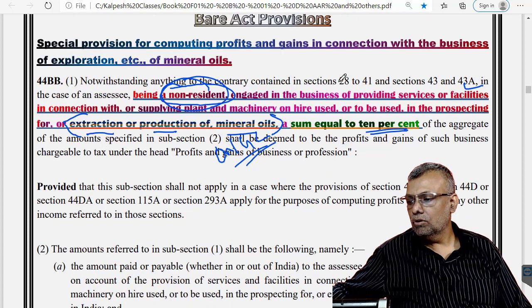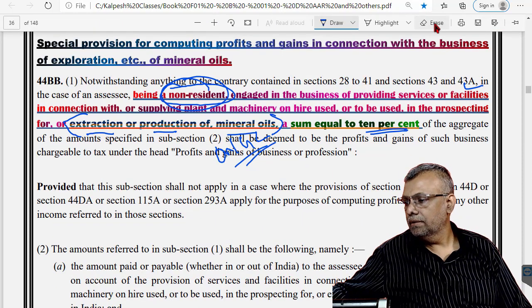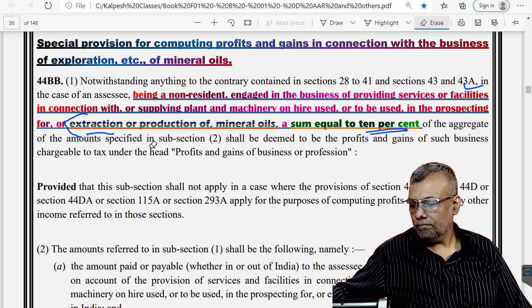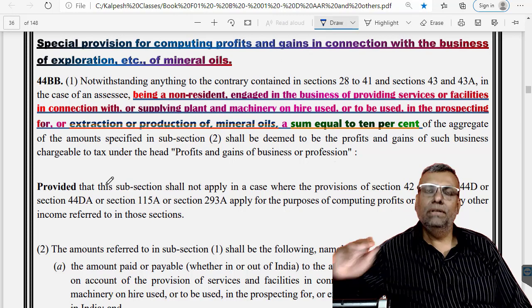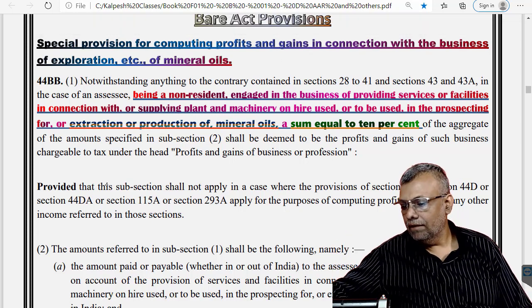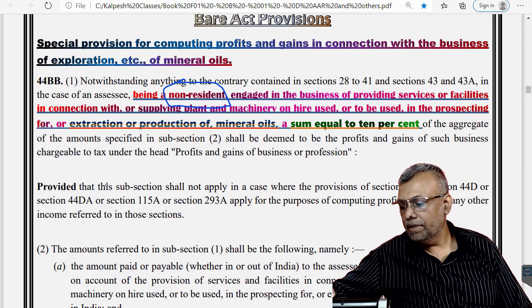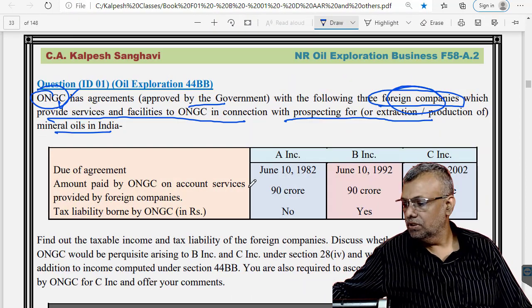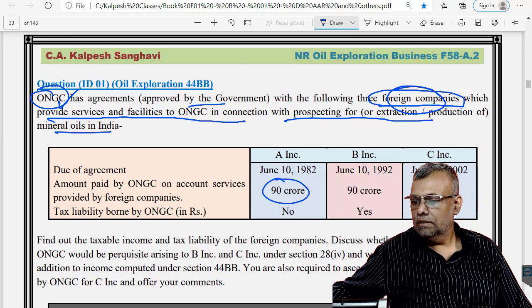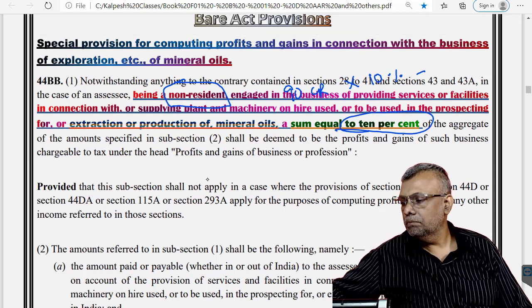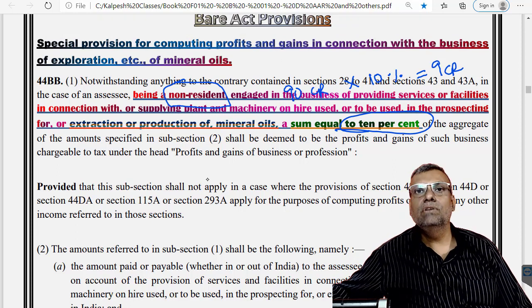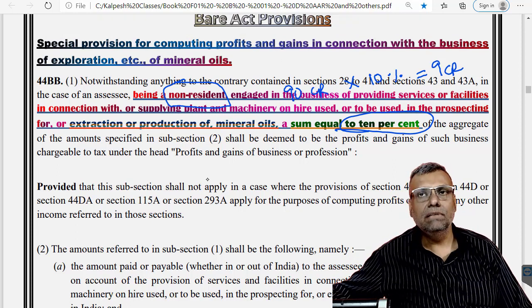Now here we are not talking about lower profits. Now see, what will be the income of the non-resident? In our example, the foreign company has got income of 90 crores. So it will be 90 crores multiplied by 10%, because that is your presumptive income, that is 9 crores. So 9 crores is straight away going to be your net income out of this particular activity. Very simple as that.